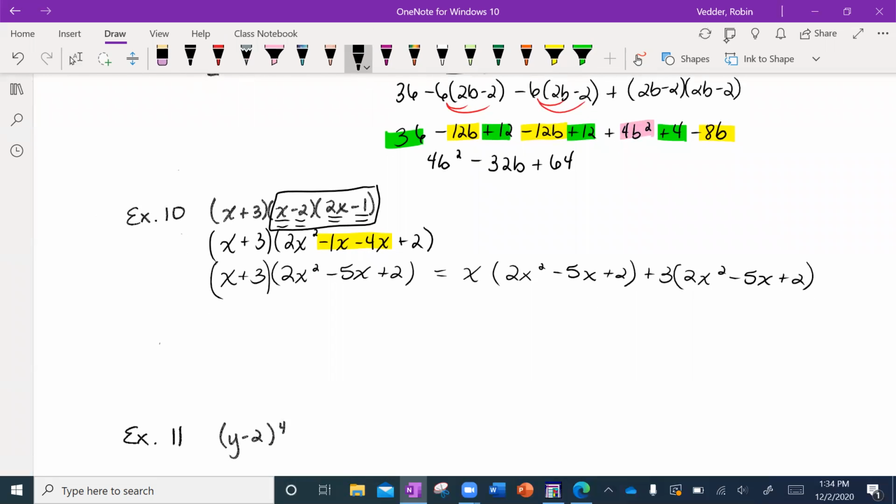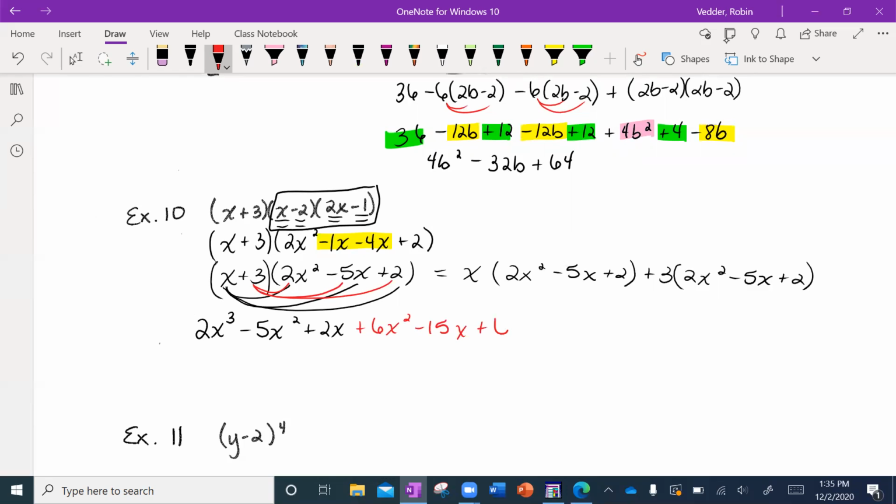So how I would do it is first multiply the x by 2x squared, which would give us 2x cubed. Then I multiply the x by the -5x, which is -5x squared. And finally multiplying the x times 2, which is 2x. So I'd first start by multiplying that x by all 3 of them. Then, using a different color, I would multiply the 3 by all 3. 3 times 2x squared would give us 6x squared. 3 times -5x would give us -15x. And 3 times 2 would give us 6.